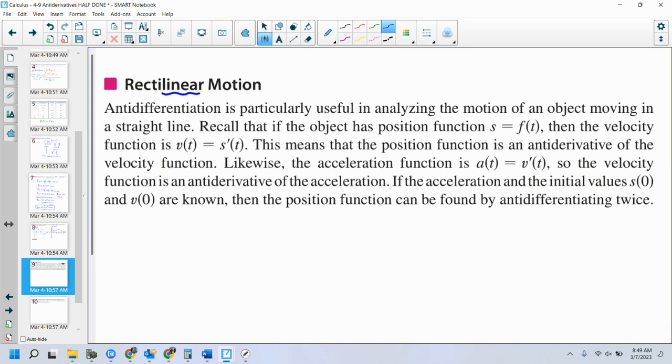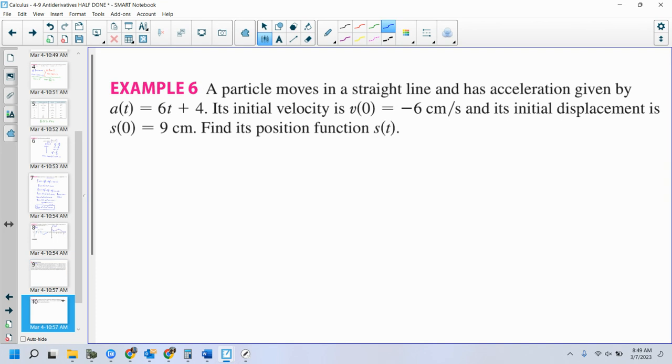Okay. A particle moves in a straight line and has acceleration given by the function a of t equals 6t plus 4. Its initial velocity is v of 0 equals negative 6 centimeters per second, and its initial displacement, s of 0, is equal to 9 centimeters. Find its position function, s of t.